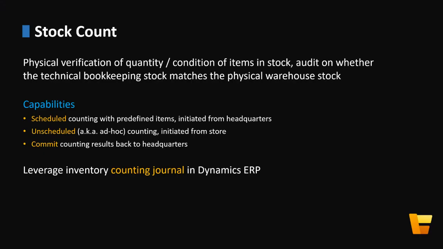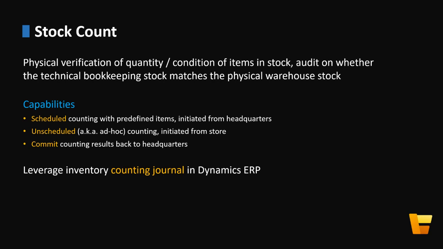Now move on to the next. Stock counting is another common business process in store inventory management. This is the process of physical verification of the quantity and condition of the items that are in stock. It is often done to execute an audit on whether the technical bookkeeping stock matches the physical warehouse stock. Usually as a result of the counting process, the on-hand inventory might be adjusted.